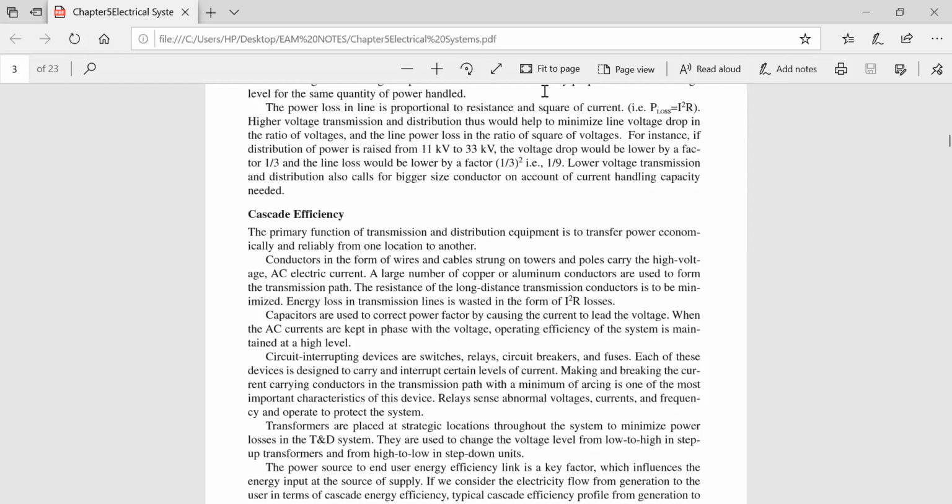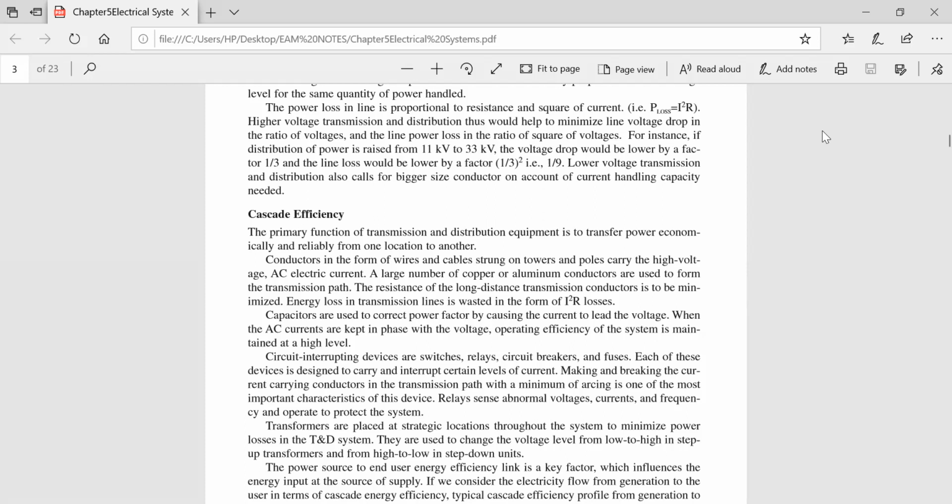So capacitors are there. Then circuit interrupter devices are there, that is switches, relays, circuit breakers, and fuses, to isolate the system. We talked about the switches or relays: whenever there is a fault in the transmission line, the relay will sense the signal and give the signals.